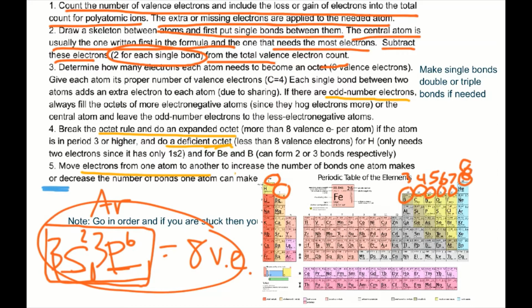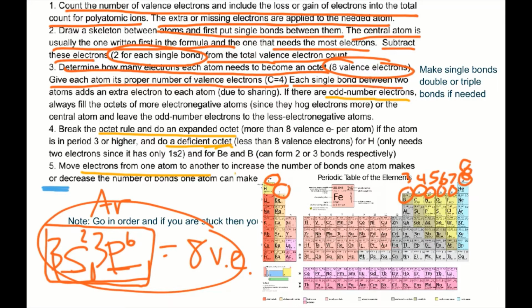So we'll do this in a question soon so it becomes more clear what this exactly means. Step 3, determine how many electrons each atom needs to become an octet, or in other words, having 8 valence electrons. And of course, there are exceptions which we'll talk about in step 4. So give each atom its proper number of valence electrons first, and you have to keep the bond in mind when you're doing this, and I'll show you all this when we do an example.